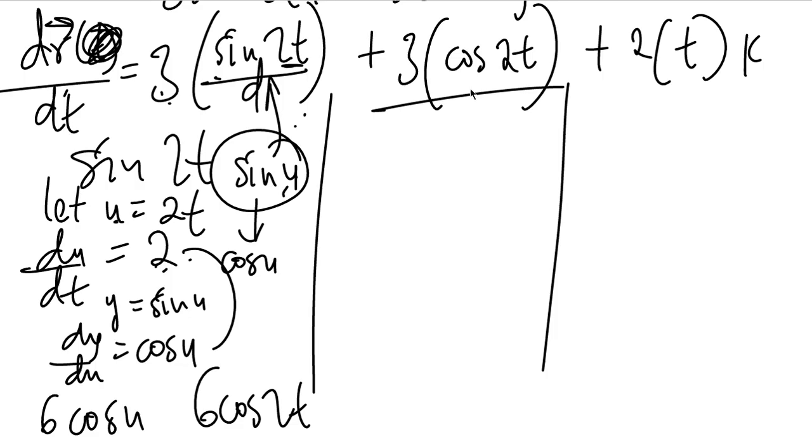And then for the other, the same applies. The differential of cos is negative sin. So that's 3 into negative sin. And then if you differentiate 2t, it's going to give you 2, right?